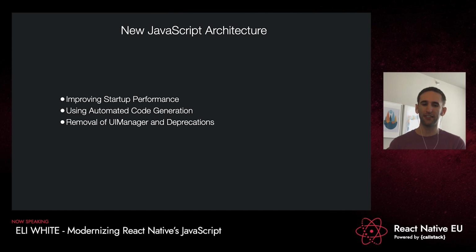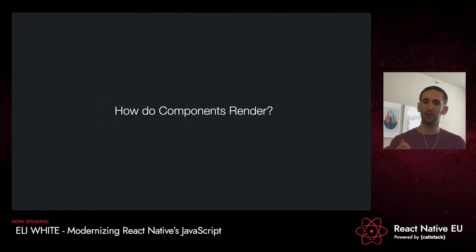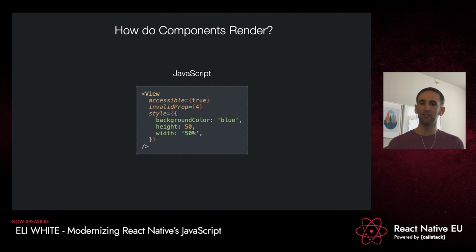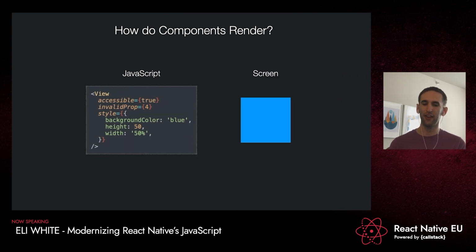So to start with all of this, I want to share how components render in React Native. The JavaScript that you write creates views on the screen, but how does that process actually work? The JavaScript that you write might be a view with props and styles, and the view that actually gets rendered to the screen might be this blue square. So we write this JavaScript and we get this box on the screen. But there's a bunch of different steps that happen between those. So let's go through that.